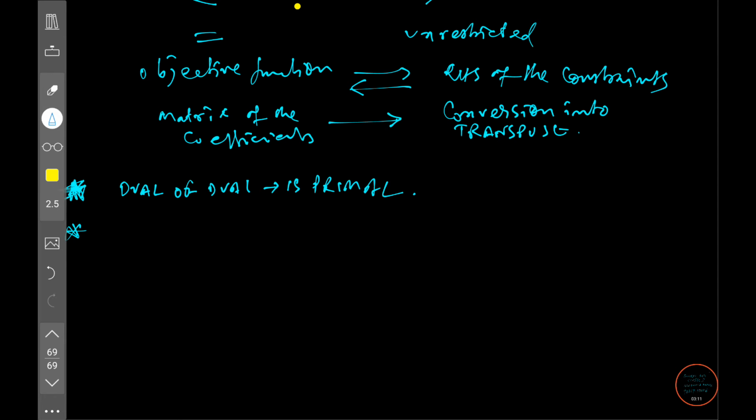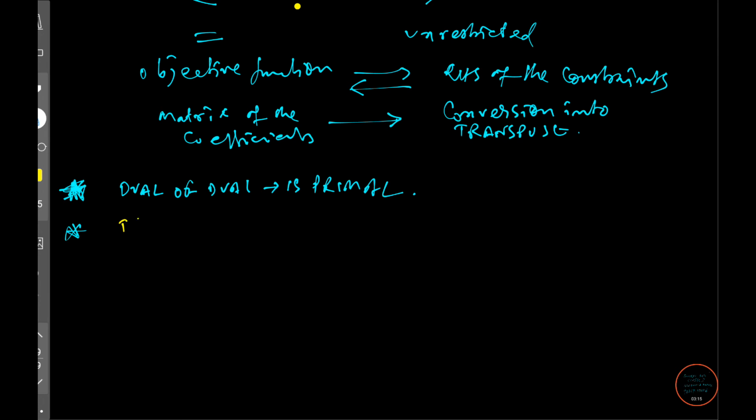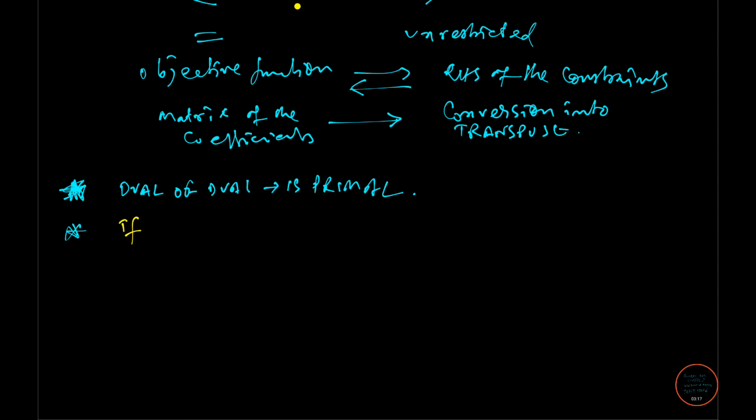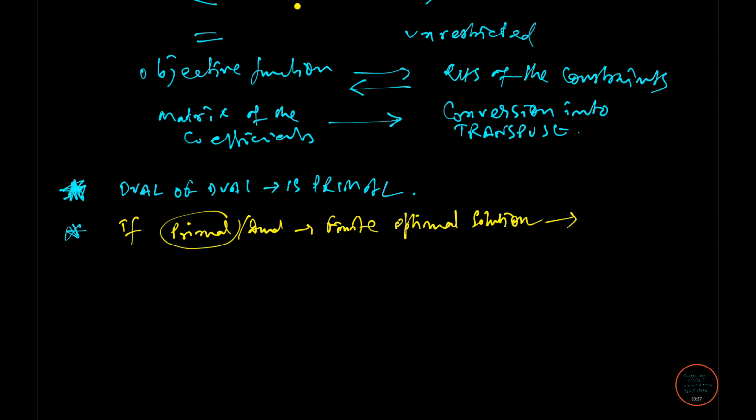Second, if the primal or the dual, any one of them, has a finite optimal solution, then the other one also possesses an equal optimal solution. So the optimal value in the primal will be the same as in the dual.